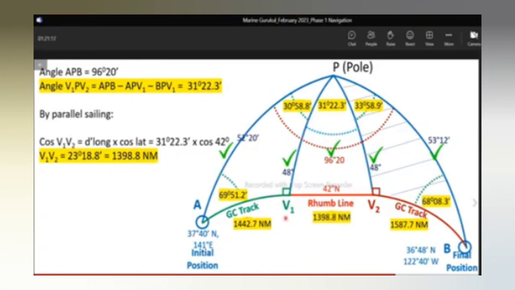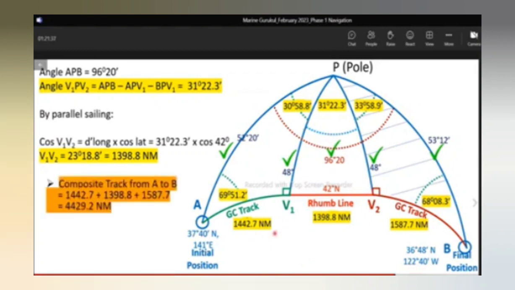Now everything in the diagram has been calculated, whatever was missing. Whatever was earlier known is shaded with green ticks. Whatever has been calculated is indicated by these yellow highlighted values in the diagram. Now let's come to summarizing the answer. The composite track distance from A to B shall be the sum total of these three distances, and you can see that comes to 4429.2 nautical miles.